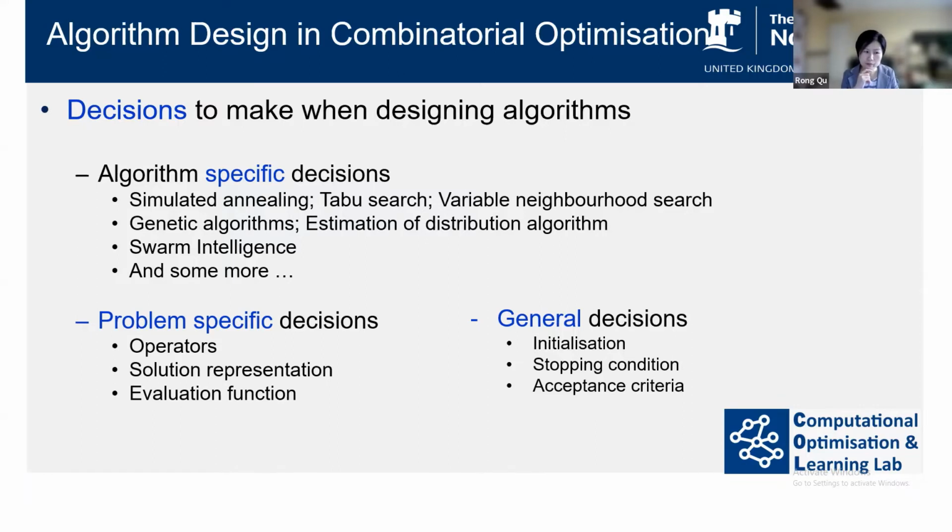So in terms of automating algorithm design, we're more interested in the general decisions. For example, acceptance criteria quite often can be applied across different problems within algorithm design. Stopping condition is another example. Initialization, the random method for example, could be a general decision applicable in different algorithms. So if we want to automate algorithm design, we are interested in checking which of these decisions can be generalized in our model.